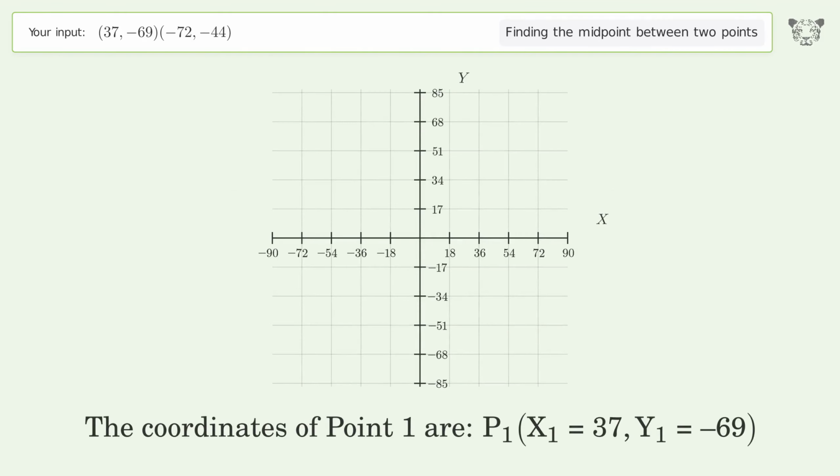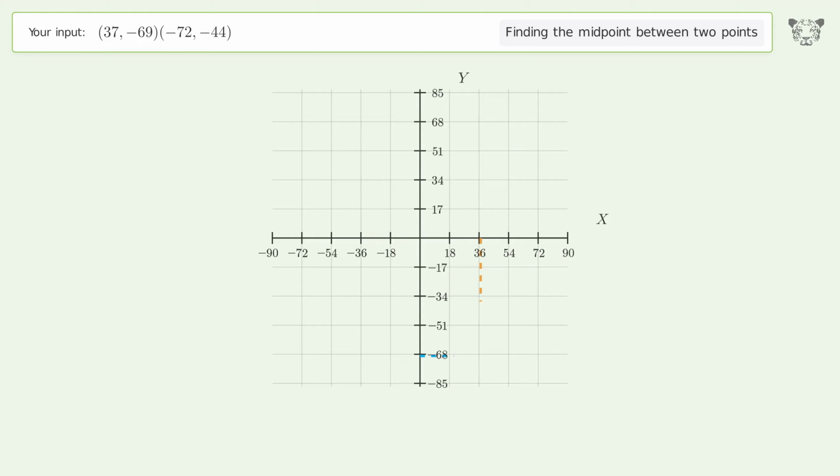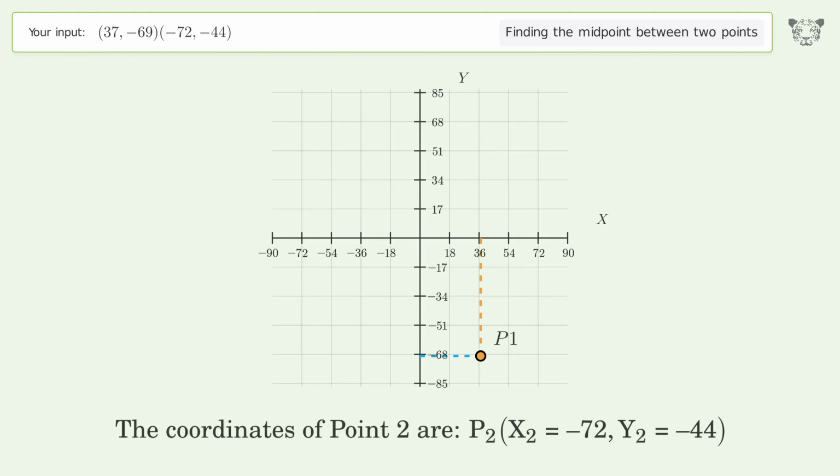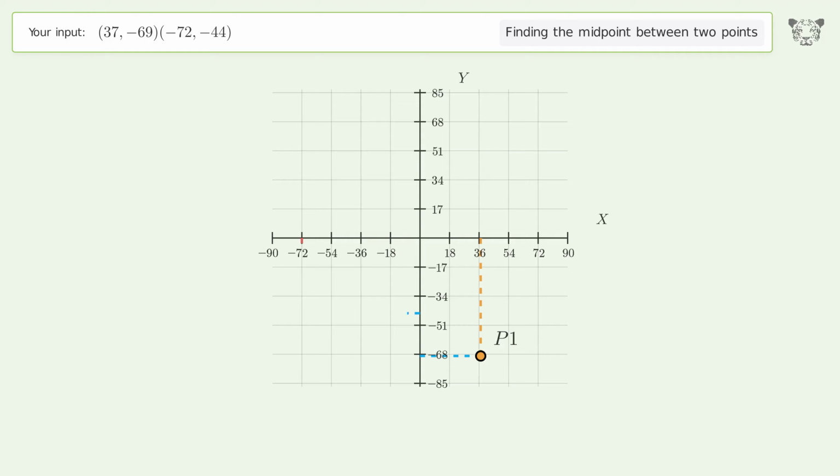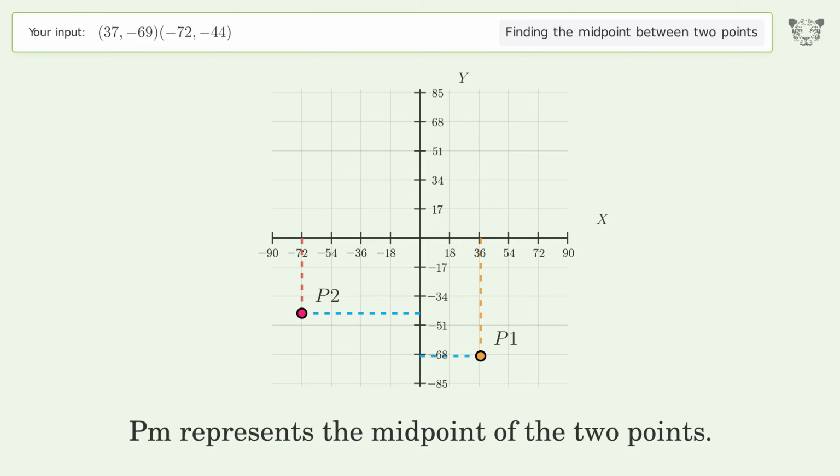The coordinates of point 1 are, x1 equals 37, y1 equals -69. The coordinates of point 2 are, x2 equals -72, y2 equals -44. PM represents the midpoint of the 2 points.